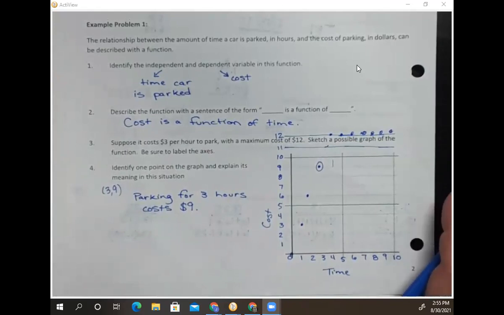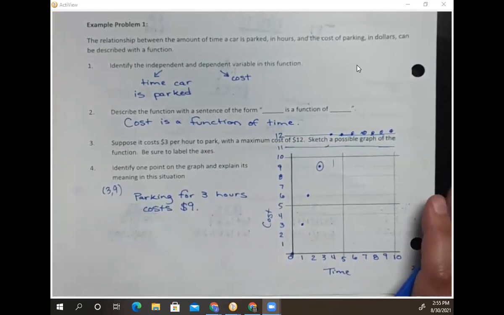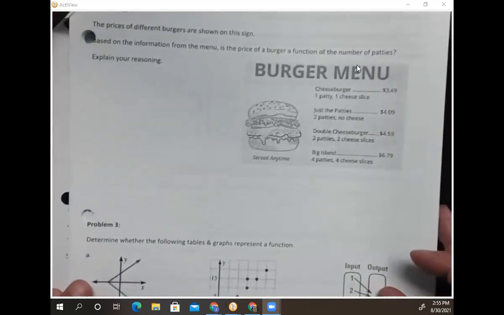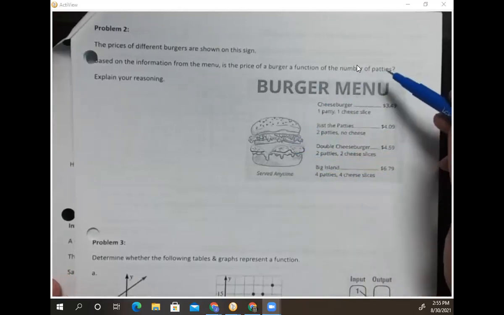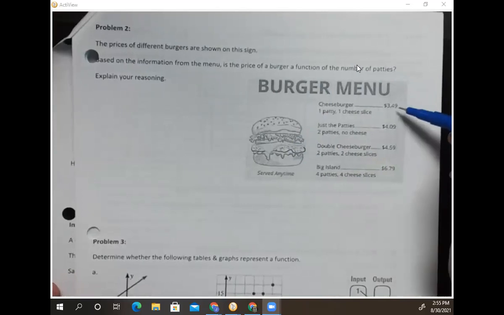Questions for me on example 1? Okay, now turn the page and take a look at example 2. We have a menu here for a burger place. We've got prices and descriptions for some of their burgers. Based on the information that you see on this menu, I want you to tell me if burger price is a function or not. So we know the bagel thing was not a function.